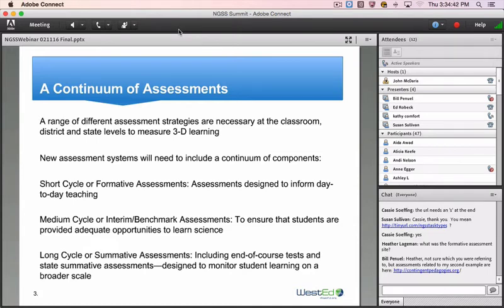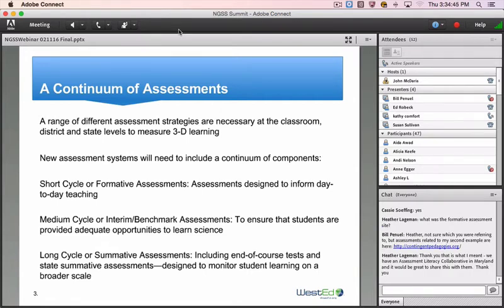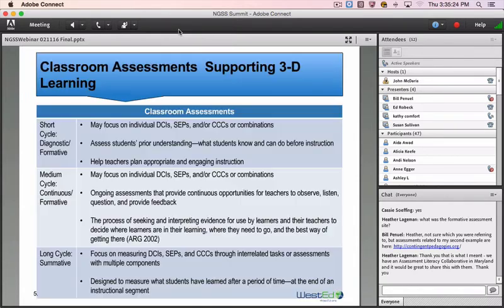Within those 3 cycles, they're looking at short cycle or formative assessments that are designed to inform day-to-day teaching. Then the next cycle is a medium cycle, which is really focused on interim or benchmark assessments. These are assessments that are done throughout the instructional sequence, and they ensure that students are provided adequate opportunities to learn science. And then they also have the long or summative level assessments, and these are the end of course tests that districts usually administer, and also state summative assessments. These are designed to monitor student learning on a much broader scale.